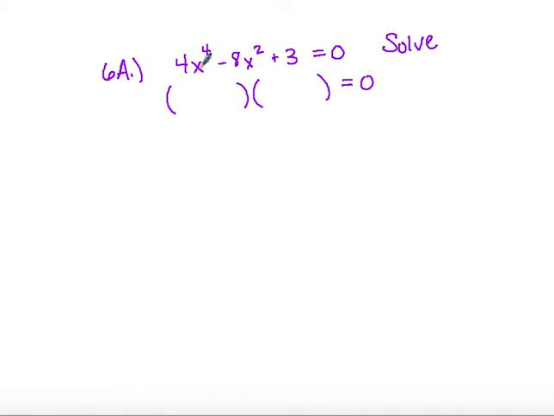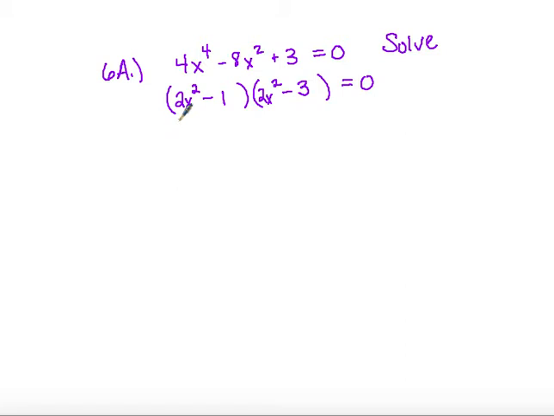So I'm going to split that 4x to the 4th into a pair of 2x squareds. And then I'm going to factor that 3. Now remembering that this is a plus and this is a minus, so these two signs have to be the same. And I've got to factor that 3 out. So there's only one way to factor that 3.